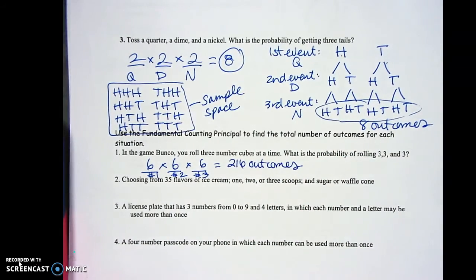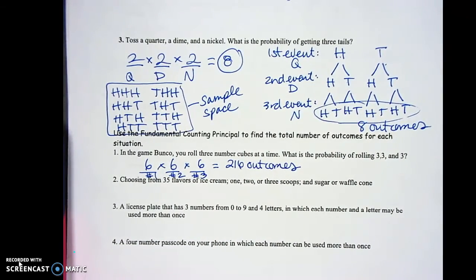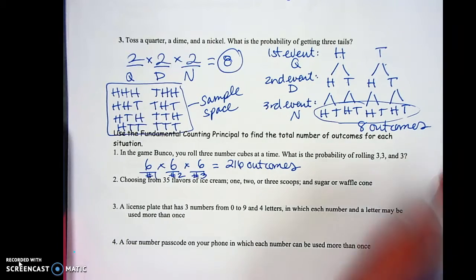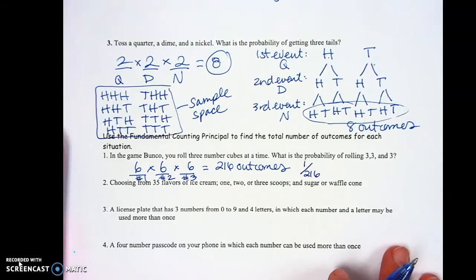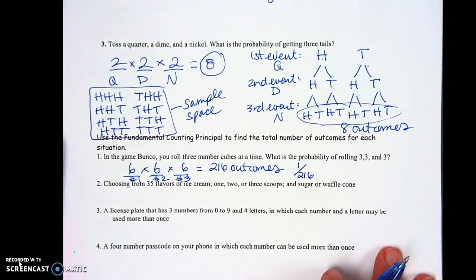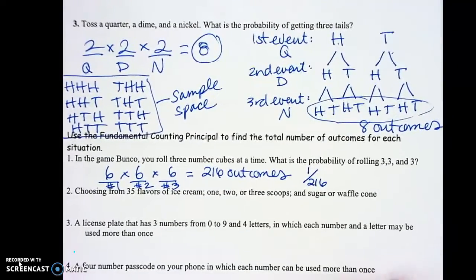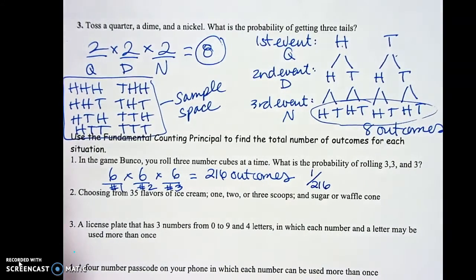So that doesn't necessarily answer my question. If I want to know what are the actual chances or probability of me getting exactly what I want, 3 3s, then that would be 1 out of the possible 216 outcomes. Pretty small number. Go ahead and use your calculator to find out what is that as a decimal and what is that as a percent.